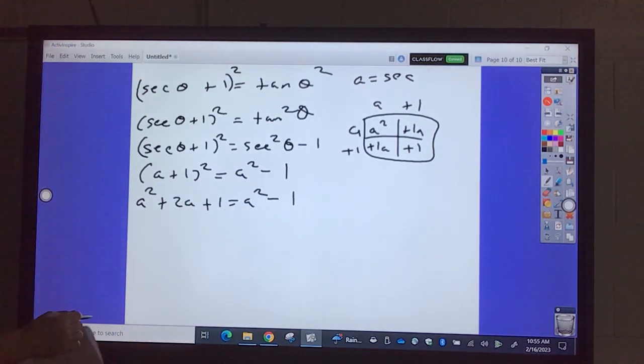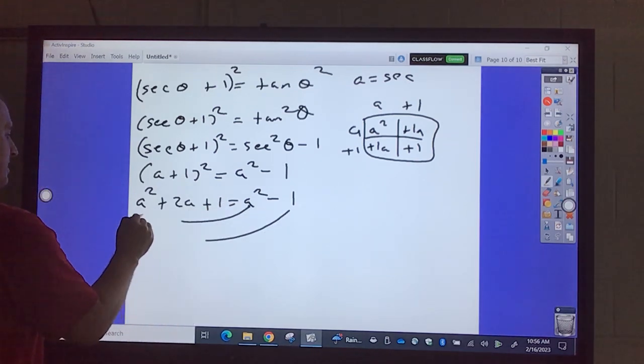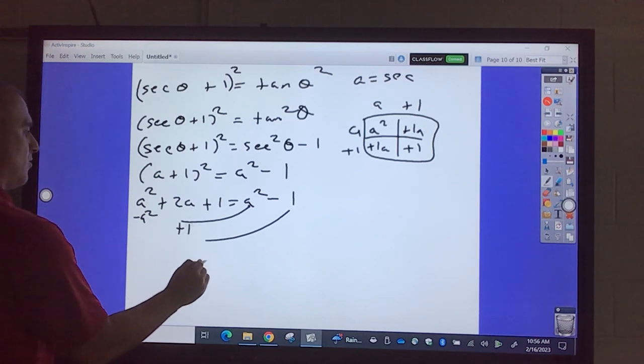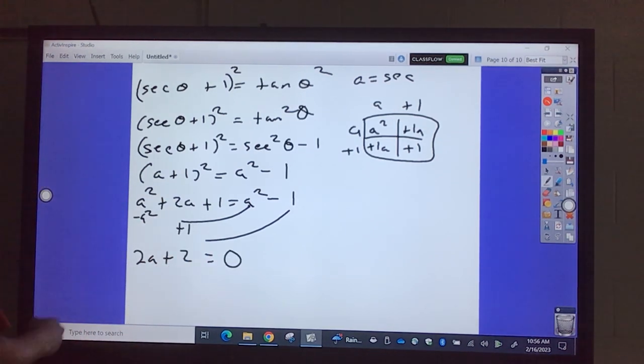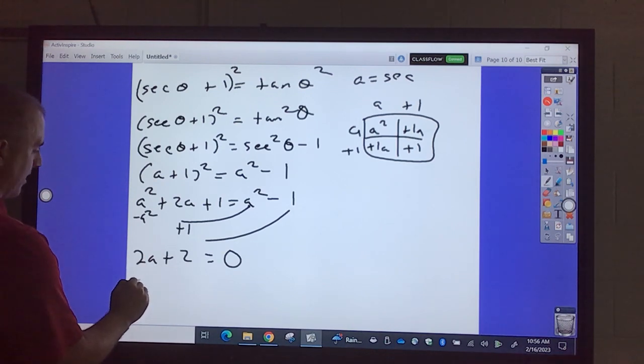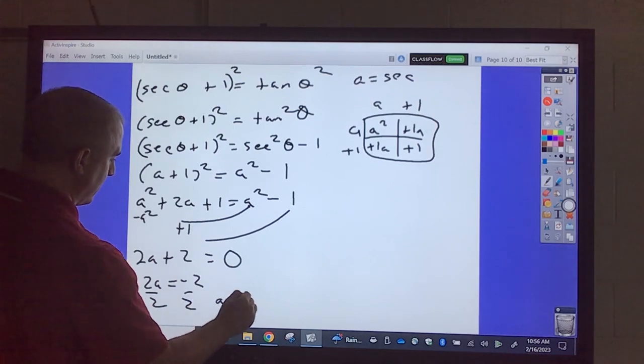I'm going to move that stuff back. So when I move this back, that'd be negative a squared, and this would be positive 1. If I combine my like terms, I've got 2a plus 2. Now, I can do a GCF there, or I can just solve that. 2a equals negative 2. Divide by 2, I get a equals negative 1.